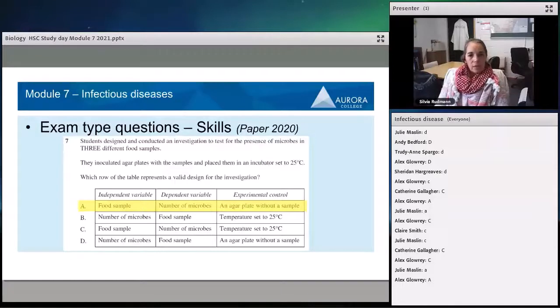Well done. A, food sample, independent variable. We are testing the number of microbes and the control is the agar plate with our sample. This is a tip for all of you teachers. Now at university level, they are doing something. Instead of the students actually marking the correct answer, they have to justify every answer. So if that is the correct answer, why? If B is incorrect answer, why?